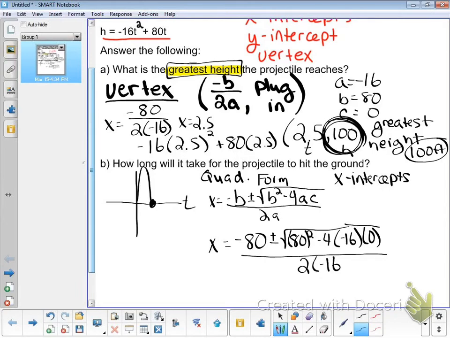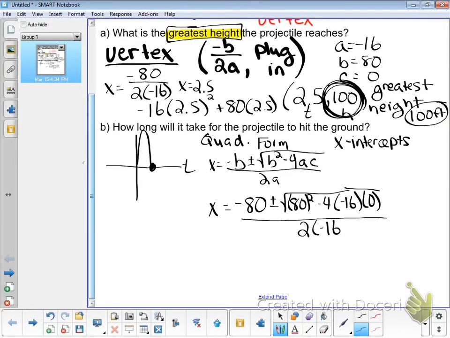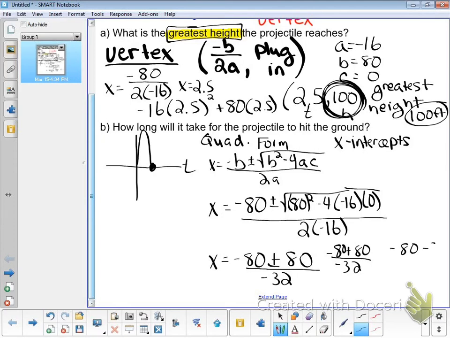I'm going to calculate what's underneath the square root first. I put that into the calculator, and I get 80. I calculate with the square root, and I get 80. So x equals negative 80 plus or minus 80 divided by negative 32. And remember, you have to break this up into two different equations. So we're doing negative 80 plus 80 divided by negative 32, and negative 80 minus 80 divided by negative 32.